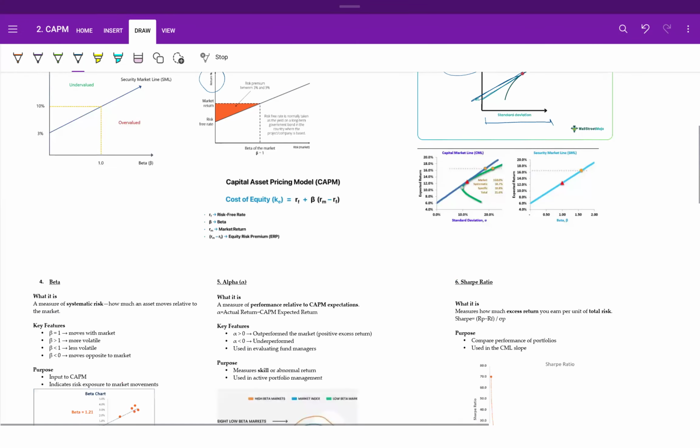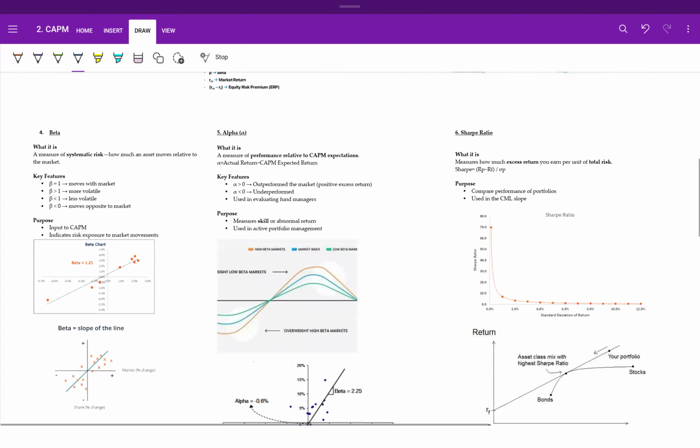Beta, we have discussed. It's a measure of systematic risk, how much an asset moves relative to the market. Beta 1 means it moves with the market. Beta greater than 1 means more volatile, less than 1 means less volatile. Beta less than 0 means it moves opposite to the direction of the market, which means it's negatively related.